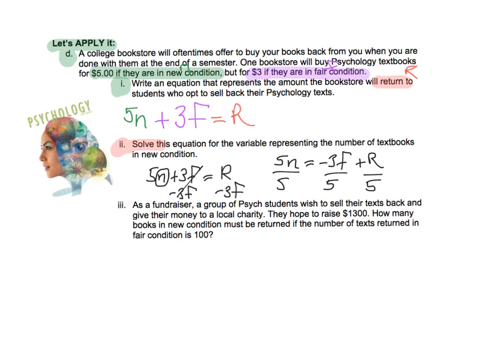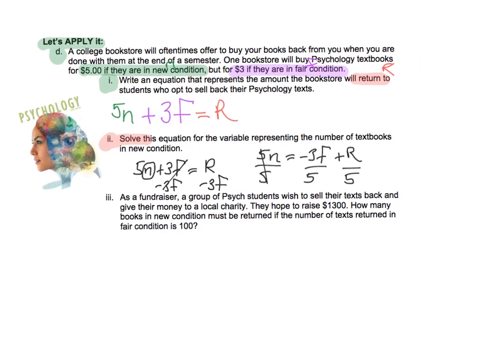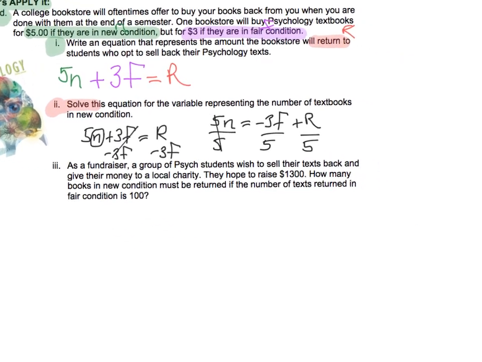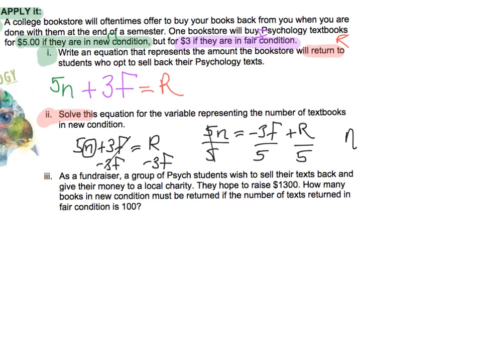And I divided the whole side by 5. So what I have here is now an equation for n. I now know that the answer to this part of the problem is n equals negative 3/5 f plus r over 5.